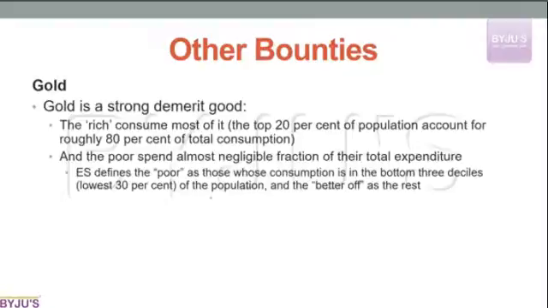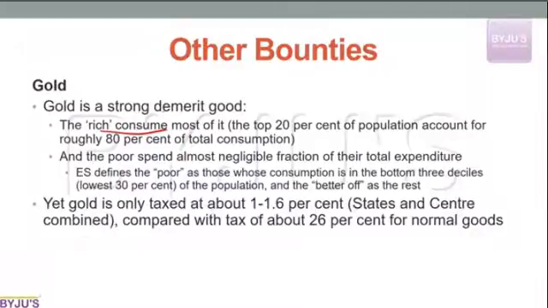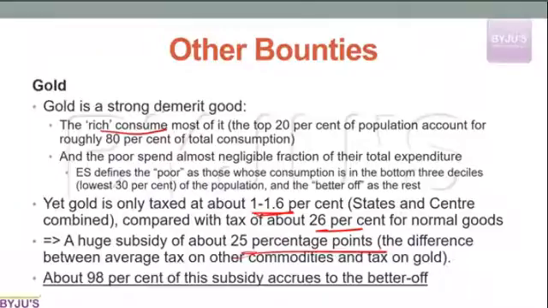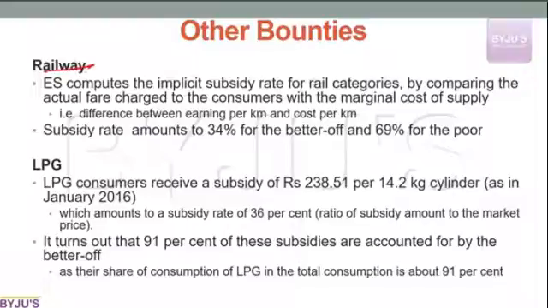Now there are other bounties also. The Economic Survey analyzes one by one. First of all, gold. Gold is a demerit good because the rich consume most of it. So 20% of the population account for 80% of total gold consumption. However, gold is only taxed at 1 to 1.6%. Now the Economic Survey says normal goods are 26%, gold is 1.6%. The difference of 25% is the effective subsidy on gold. And this full 25 percentage point subsidy is going only to the better off. 98% of the subsidy goes to the better off, is what the Economic Survey has calculated. So again, gold we have to start taxing more is the recommendation.